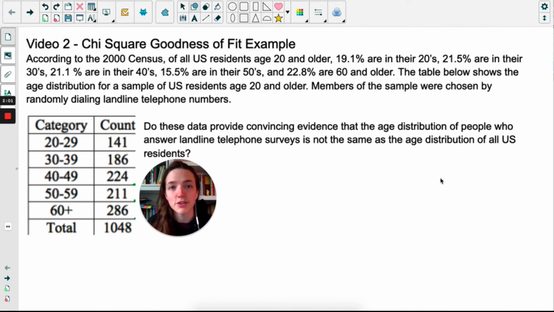So we're comparing 2 distributions, just like in the M&M example. In the M&M example, the 2 distributions were the distribution of colors claimed by Mars and the distribution of colors in our bag. Here, the 2 distributions are the distribution of ages for all US citizens versus the distribution of ages for people who answered their phones. We're going to see if they're the same.